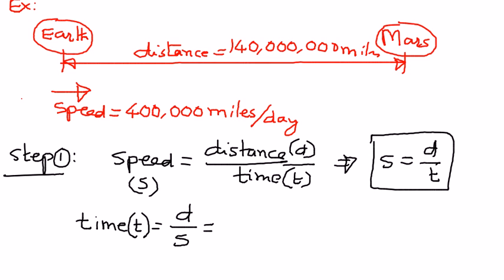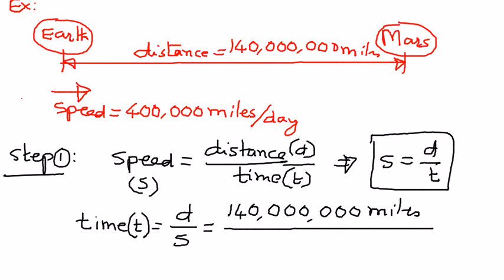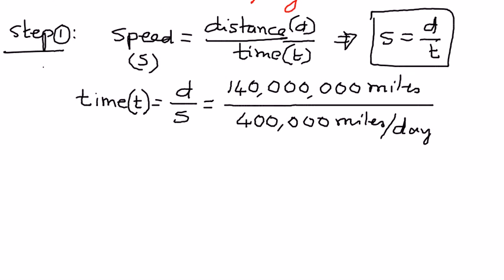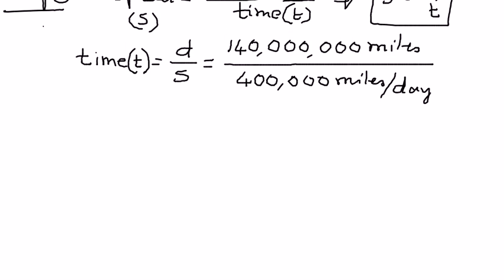So the distance from Earth to Mars is 140 million miles, and the speed with which the space shuttle is traveling is 400,000 miles per day. We can express these very large numbers in terms of scientific notation, and let us write that down in step number 2.